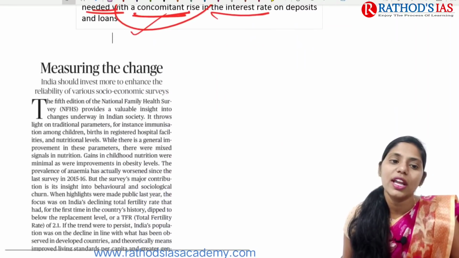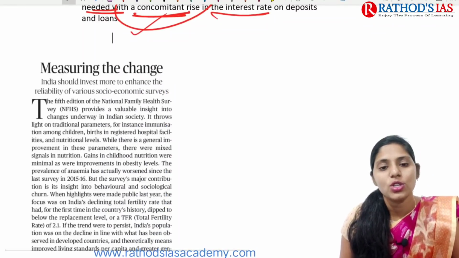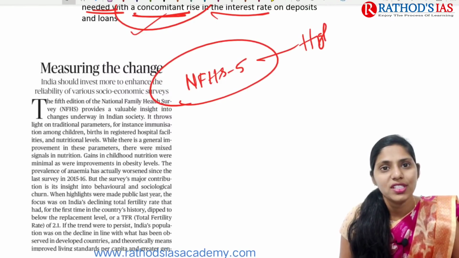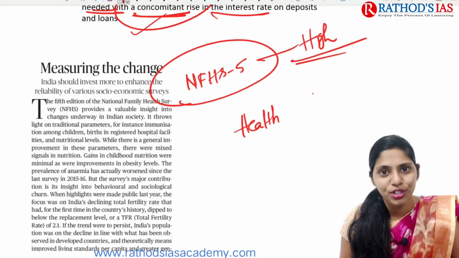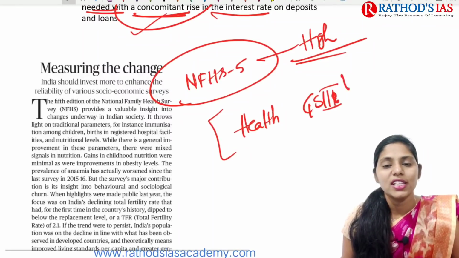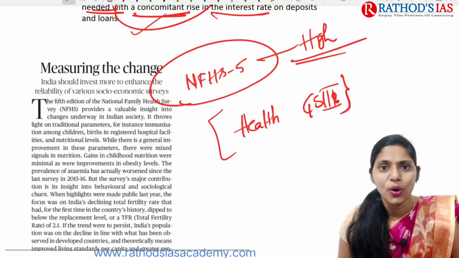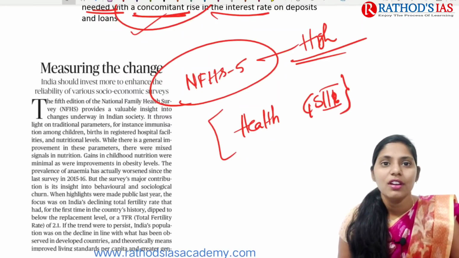Now let us see the next topic, regarding measuring the change. This article talks about National Family Health Survey 5, and we are going to see some highlights of this study. This article is important from a health point of view, which comes in GS Paper 2. In yesterday's lecture we studied that 1% of women consume alcohol, which is also data given in this National Family Health Survey 5.